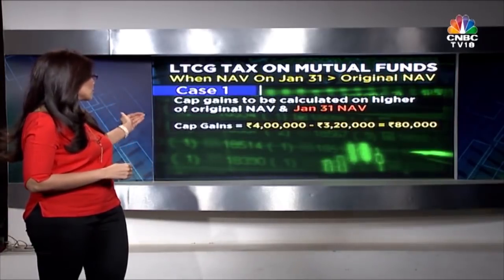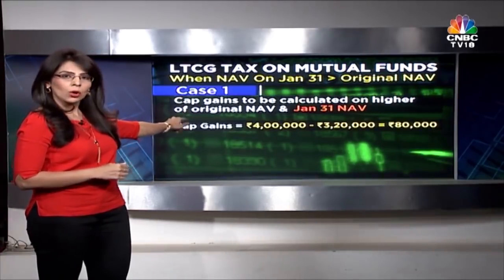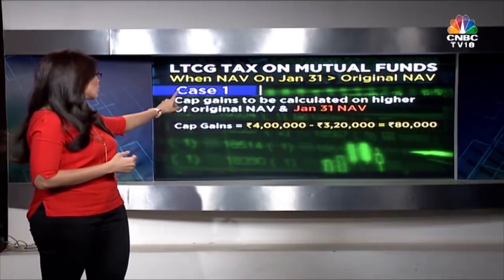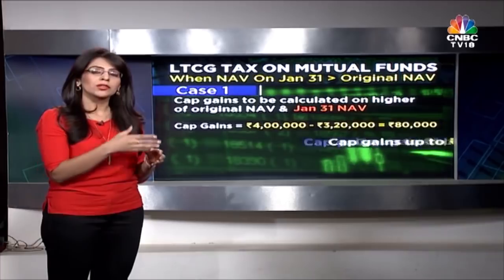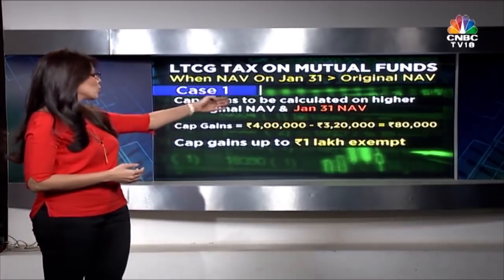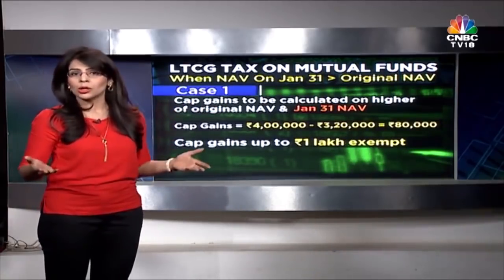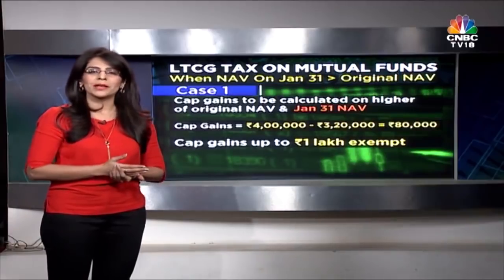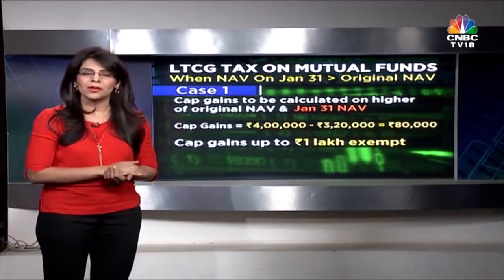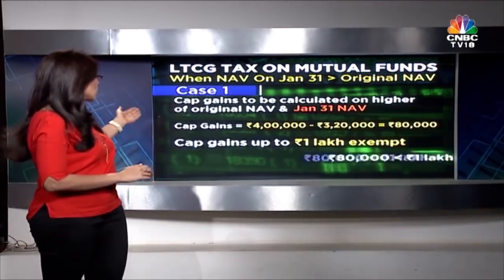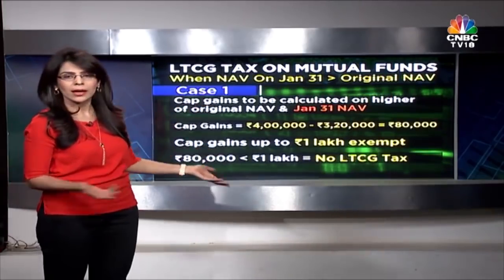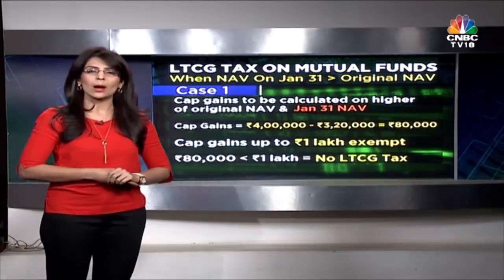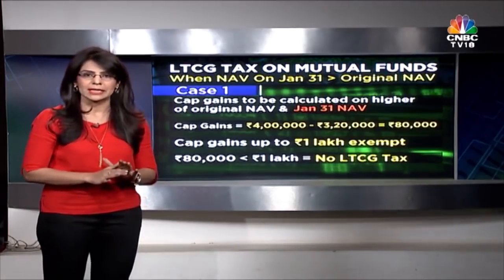So how do you do this? Very simple. The total value of the investment was 4 lakh rupees. You subtract the total value as of the 31st of January, and you're left with 80,000. But hey, there's good news, right? Because 1 lakh rupees of capital gains are exempt. That's what the finance minister has offered. So since we have that exemption of 1 lakh, and 80,000 is less than 1 lakh, you actually don't have to pay any capital gains tax in this particular example.